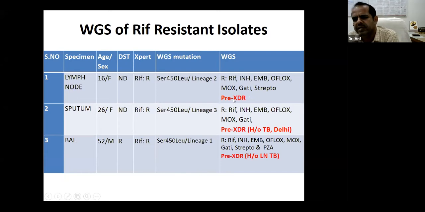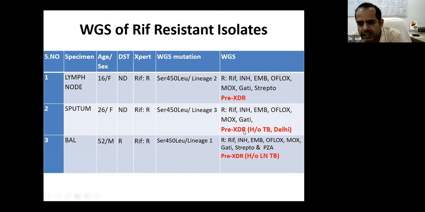So 3 samples, and we were surprised by what whole genome sequencing told us. Pre-XDR. It's very unusual to get MDR in a center. We have only 1 or 2% of MDR isolates. So we got pre-XDR. All the 3 were pre-XDR. All were different lineages: lineage 2, lineage 3, lineage 1. If you look at the general distribution of lineages, South India is more of lineage 1, North India is lineage 3, and lineage 2 is well distributed all over India, and it's more commonly seen in the Northeast. So we found all the 3 lineages.